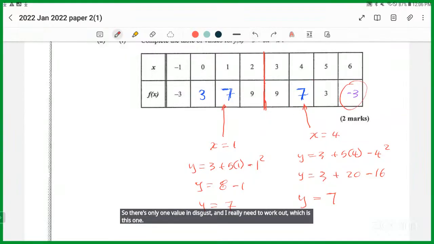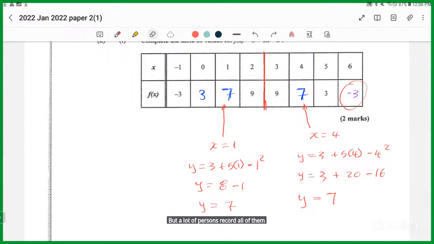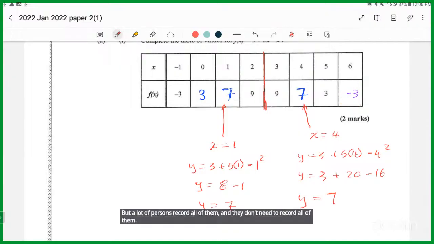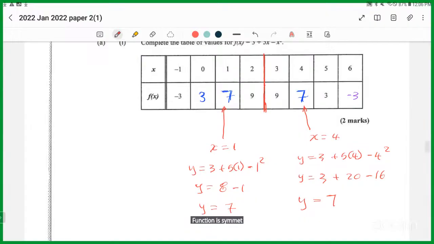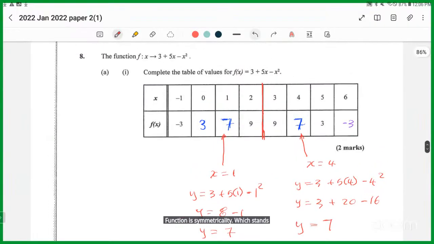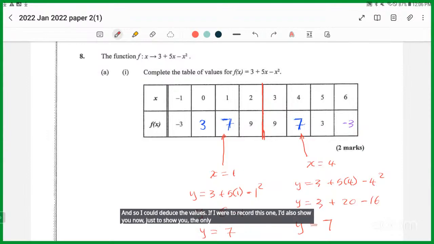But a lot of persons will work out all of them, and you don't need to work out all of them because the function is symmetrical. See, question is complete. 2 marks for it. Yeah, I could say something like the values are symmetrical about this line, and so I could deduce the values. But if I were to work out this one, just to show you, the only reason I'm working them out is just to show you.